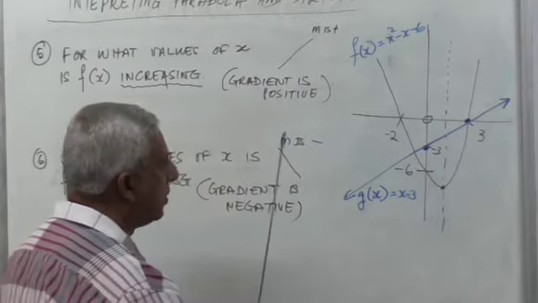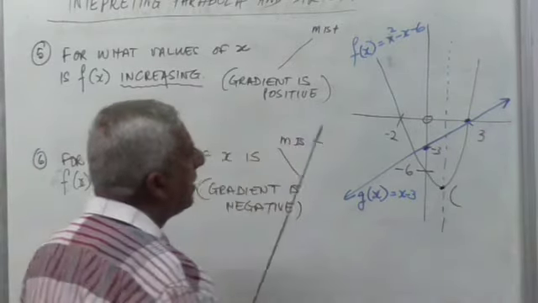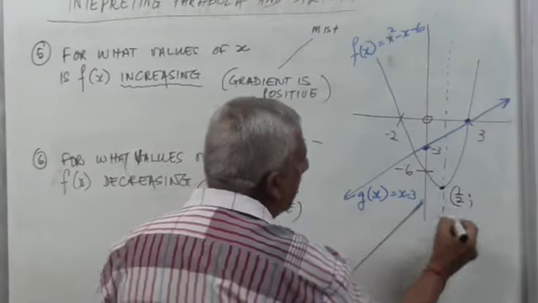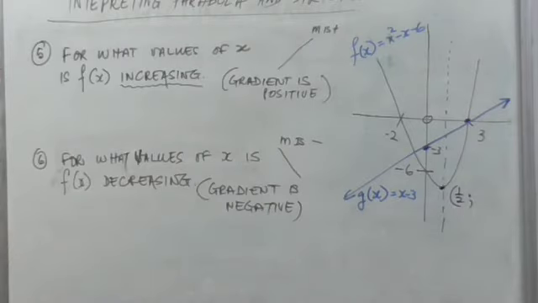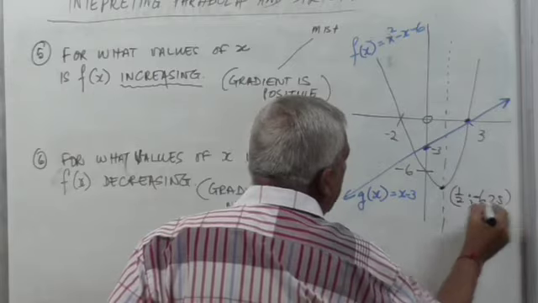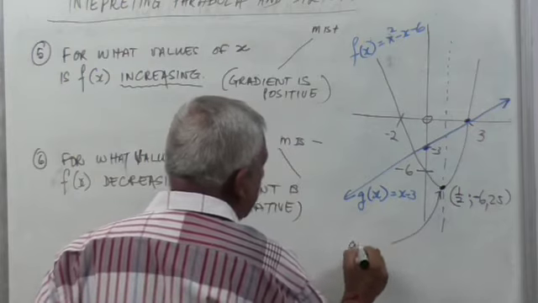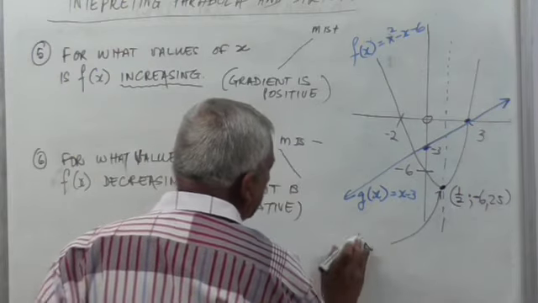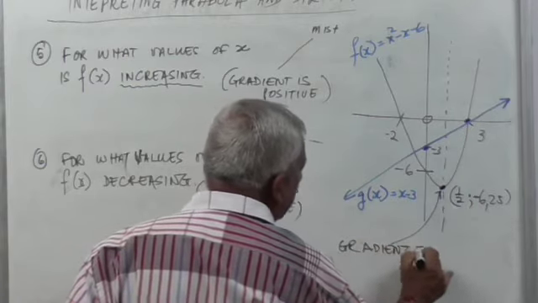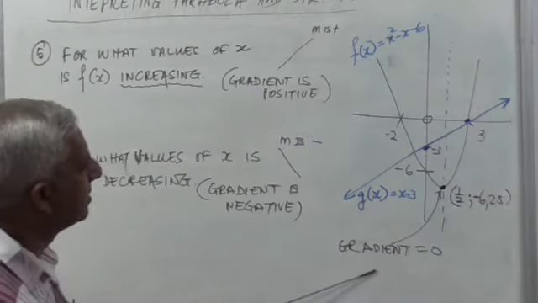Now it's very important to know what is happening here. This happens to be minus 3, 2, it's half. And let me just check what is the other value. Minus 6,25. Now what happens at this point? At that particular point, the gradient is equal to 0. At the turning point, the gradient is 0.